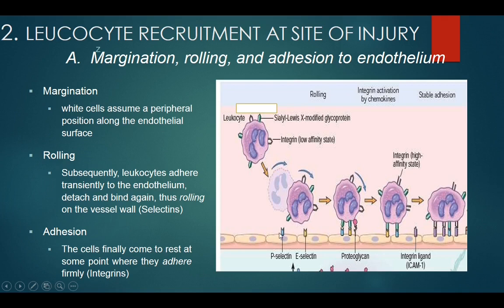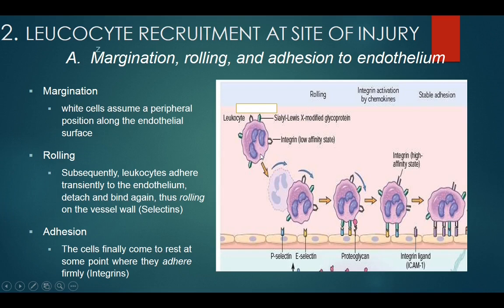These P-selectins are also present in platelets, and there are L-selectins in these leukocytes, which actually cause this. L-selectins usually bind with these E-selectins. And then there is sialyl Lewis X modified glycoprotein. It is actually the receptor for this. This is the receptor, and this is the protein where it will bind.